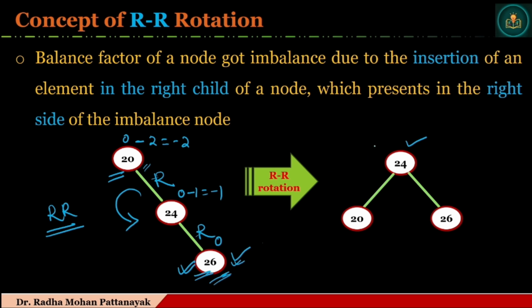So after rotation, you calculate the balance factor. 24 balance factor is 0 because left height is 1, right height is 1. 20 balance factor is 0. There is no left height, there is no right height. 26 balance factor is also 0 because there is no left height, no right height. I hope you understood. That is an RR rotation.